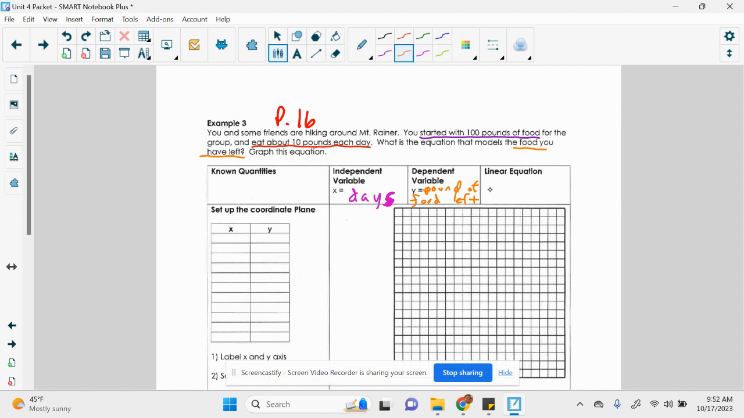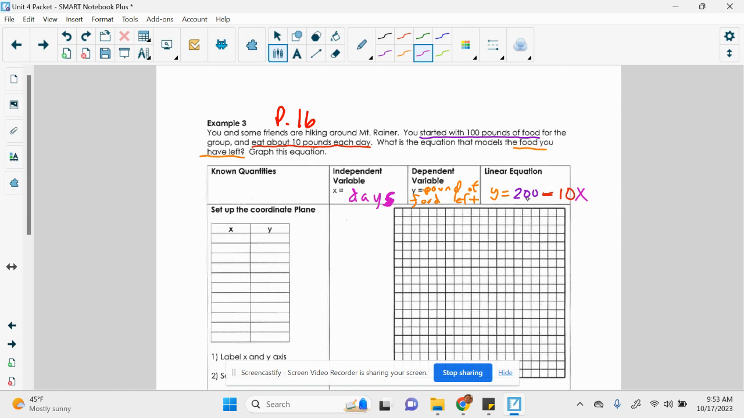When we write our equation, we're going to write y equals, so pounds of food left equals. Here's the deal. We start with 200 pounds of food. Then we're going to eat, which means we're going to subtract 10 pounds every day, which is x. Because you're going to remove the pounds, 200 pounds. You're removing 10 pounds every single day. Now, here's the fun part.